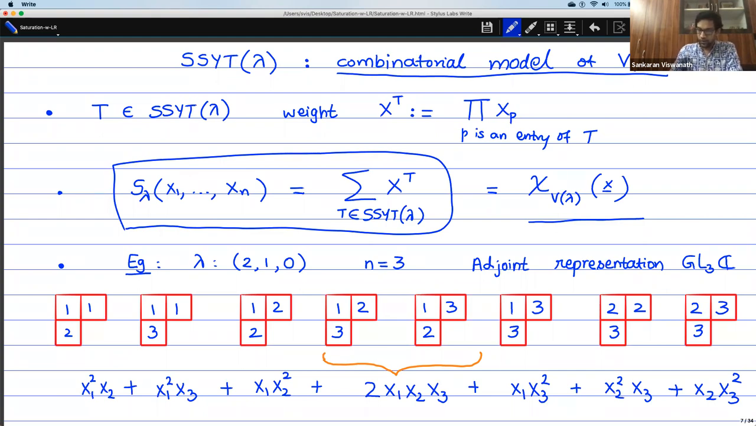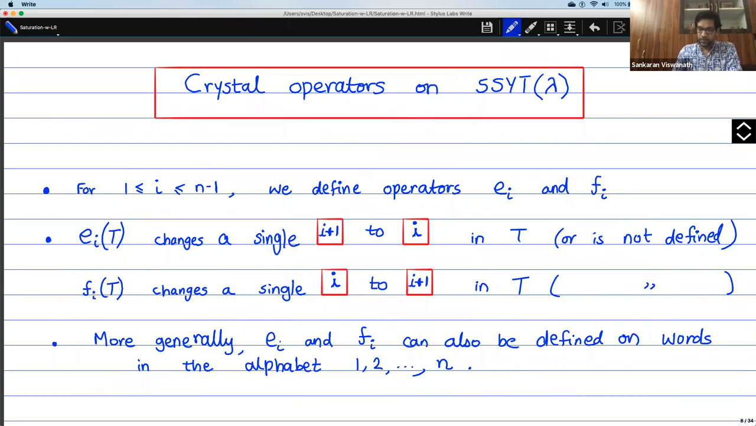Now let me say a little bit more about the combinatorics of semi-standard tableaux. I said it's a combinatorial model for the representation. On the set of semi-standard Young tableaux of shape lambda, one can define what are called the crystal operators. There are 2 of them, the raising and the lowering operators, the e_i and the f_i.